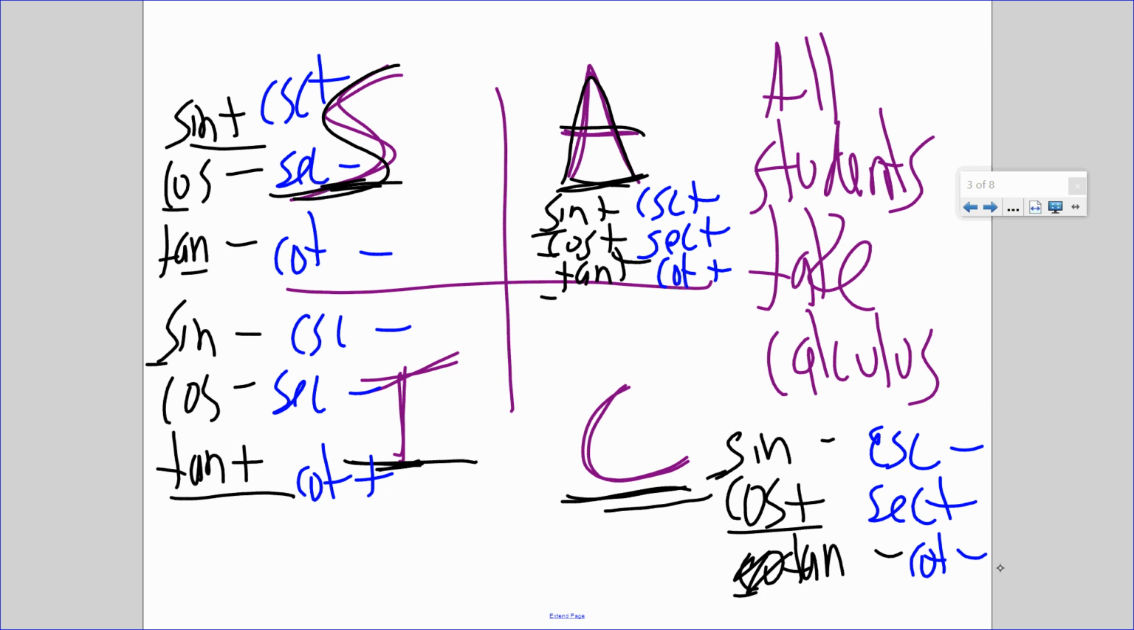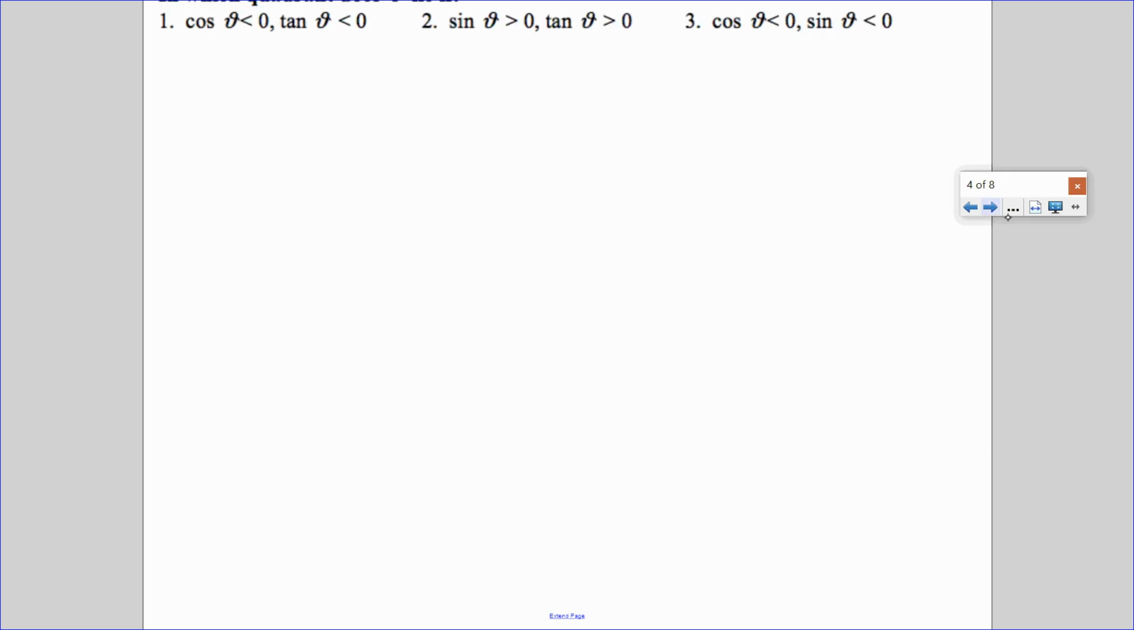All right, we did a lot of talking. Let's do it. So it's saying that cosine is less than 0. So less than 0, if something's less than 0, then it's negative. Tangent is negative. So I draw my little grid.